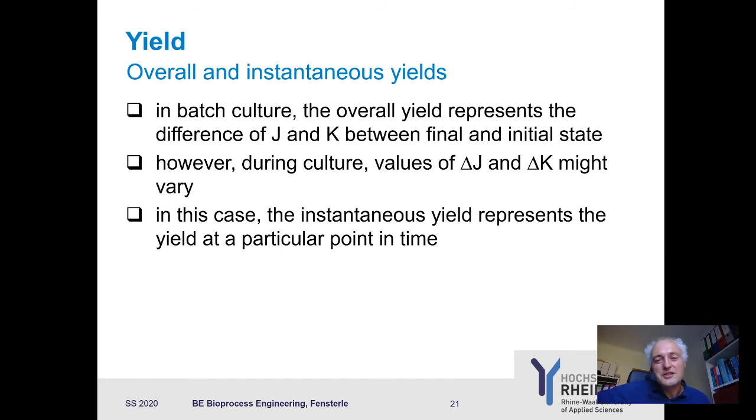In batch culture, the overall yield represents the difference of J and K between final and initial states. However, if I'm in my culture, this might vary. So yield coefficients are not necessarily constant. So if I have a variation, I need to determine the instantaneous yield if I'm interested in the yield at a certain time point. And this could be different to the overall yield, of course.